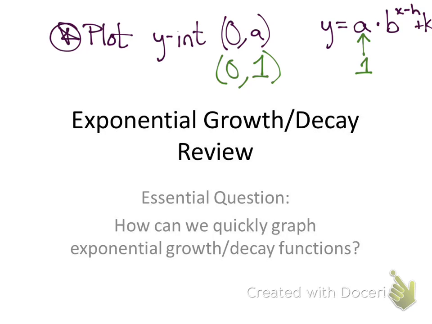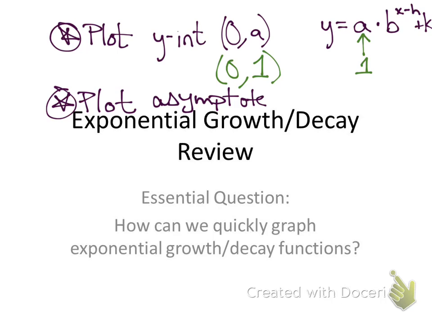So the other thing was plotting the asymptote. All these exponential growth and decay models have an asymptote of y equals 0. And then again with translation. This is what we're going to practice today. That's why you have your notes.